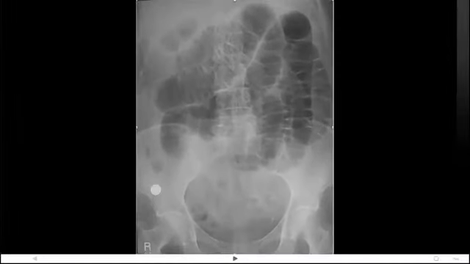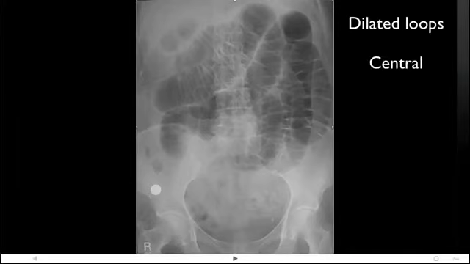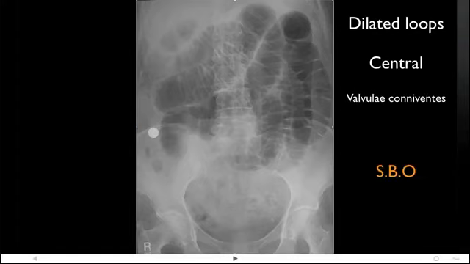By contrast, in this second film, we can see dilated loops of bowel that are predominantly centrally located, with valvae conniventes running right the way across the bowel. This film is likely to be consistent with small bowel obstruction. And we can see multiple loops, also more likely to be consistent with small bowel.